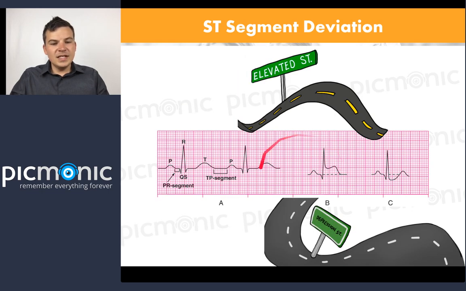Here are our little ST segment deviations. These are important to know in infarction. Here's some examples. So here we've got under the B here.